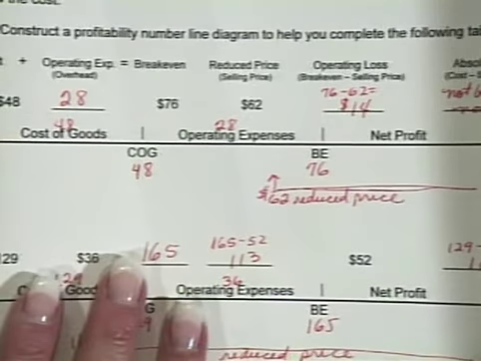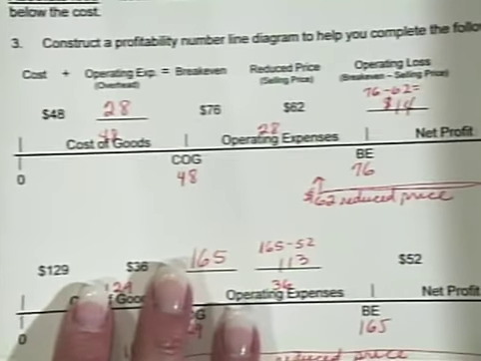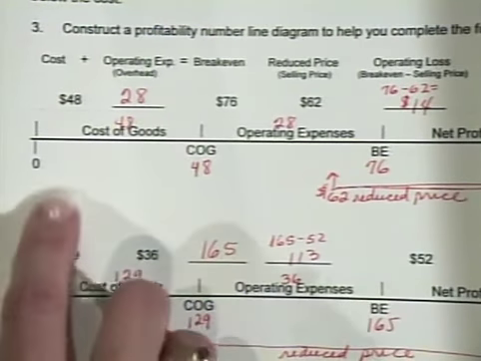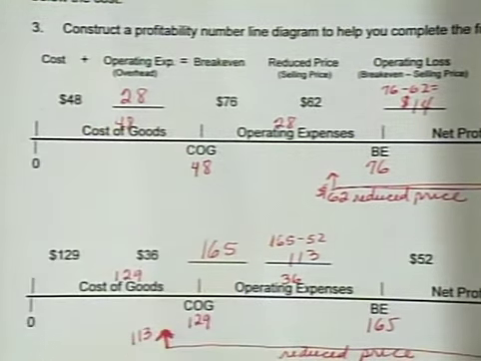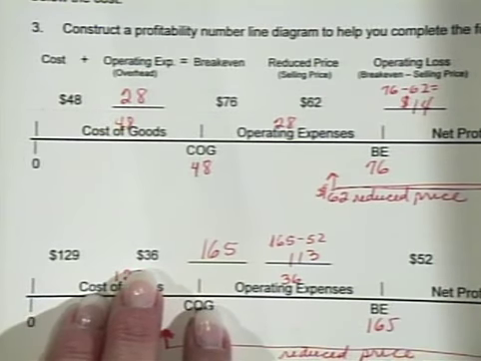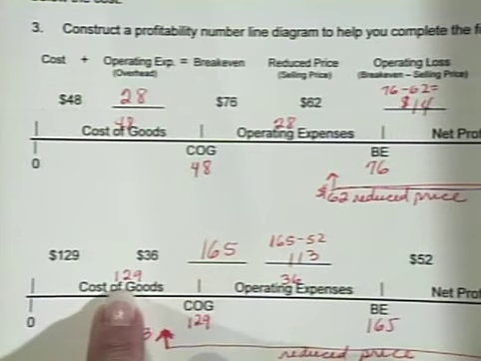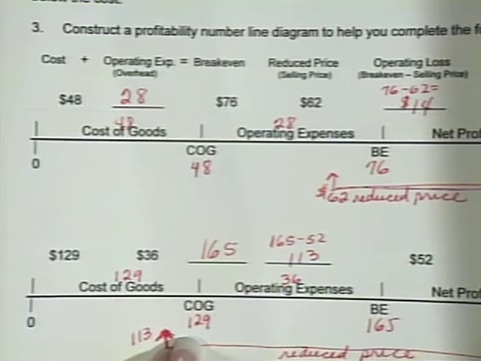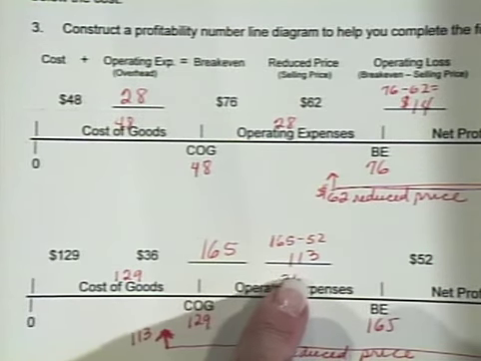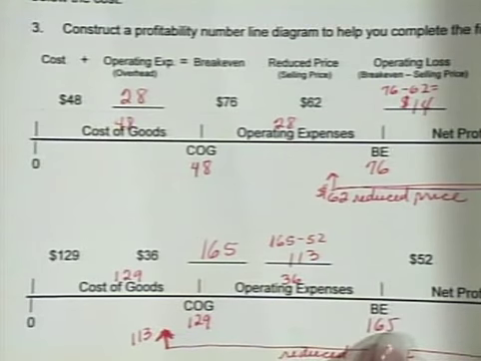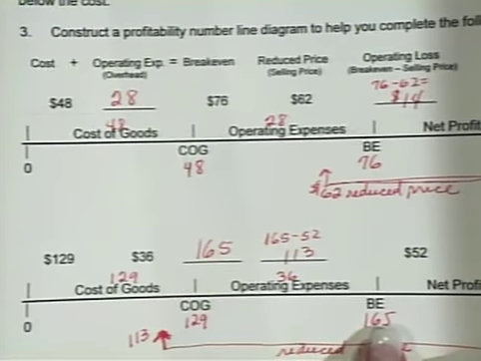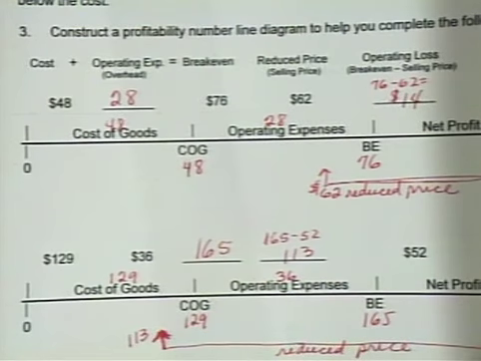Okay, next problem. And again, this is where it's a little bit confusing. This goes up to this number here for cost. So cost is $129. Operating expenses of $36. The question I want to answer is, what is the break-even point? So we're going to put our cost of goods at $129. Put it right here. Operating expenses of $36. I add those two together. I'm moving to the right, so I've got $165 invested totally. That's my break-even point.